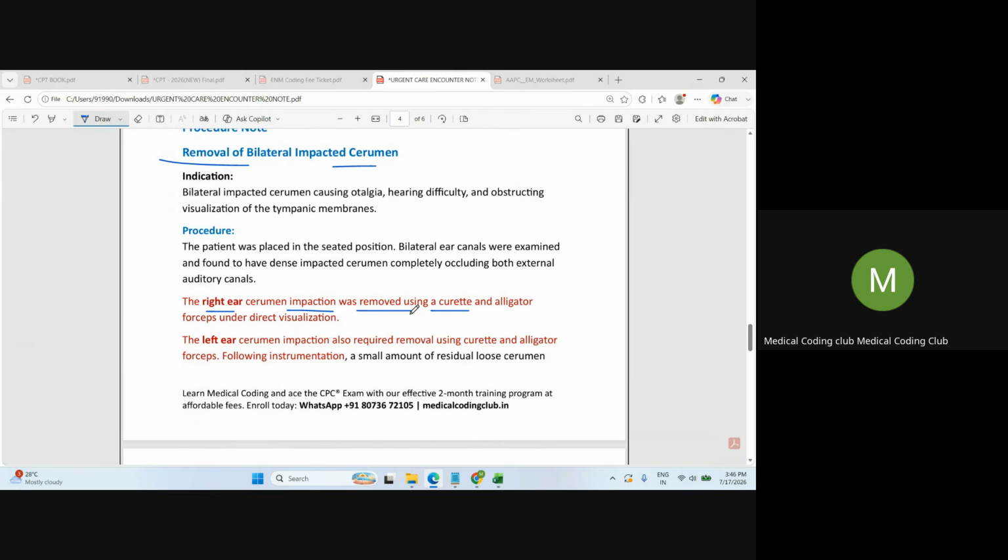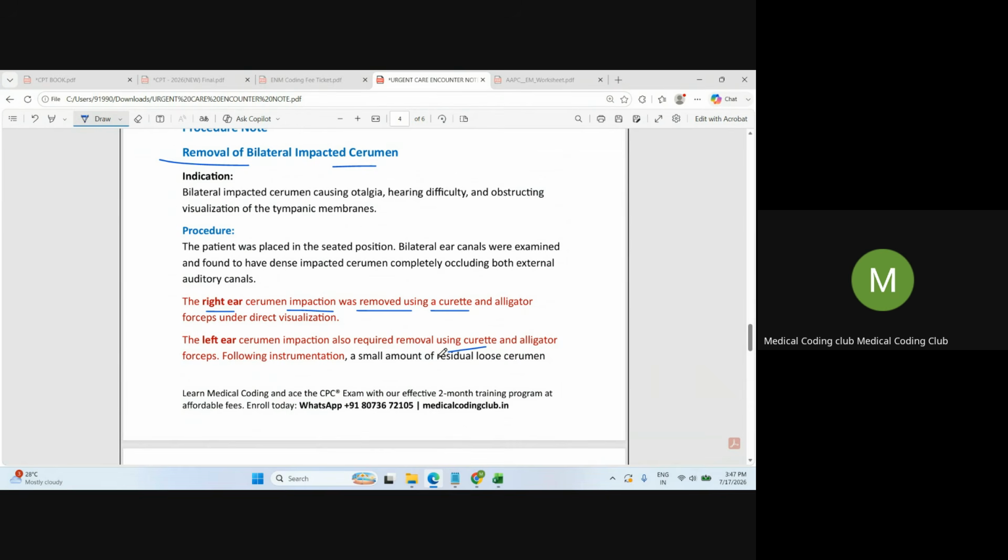Whenever they are removing impacted cerumen using curettage or instrumentation, you have one particular code. In the same way, whenever they are removing impacted cerumen using irrigation, you have another code. In our procedure note, you can see that for both ears, right and left, they have used instrumentation. So you must code the cerumen removal using the instrumentation code.